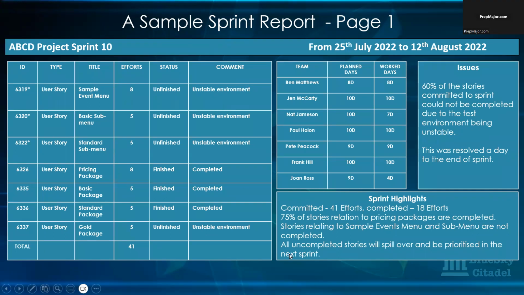Okay, and then it says all uncompleted stories will spill over and be prioritized in the next sprint. So you've given them the information straight to the point on what will happen to the rest. You've given them all the highlights over here. Okay, and then we'll go to the next one.